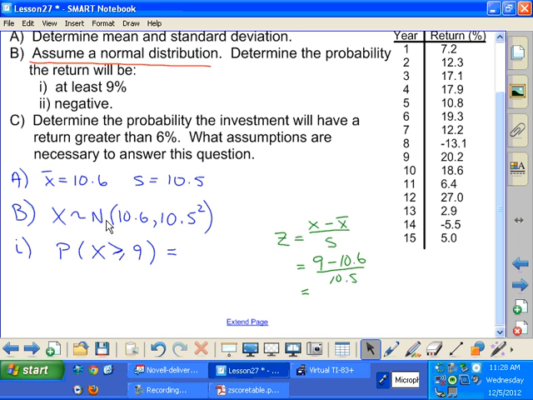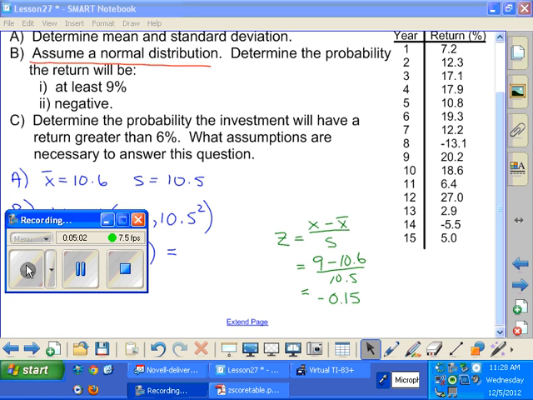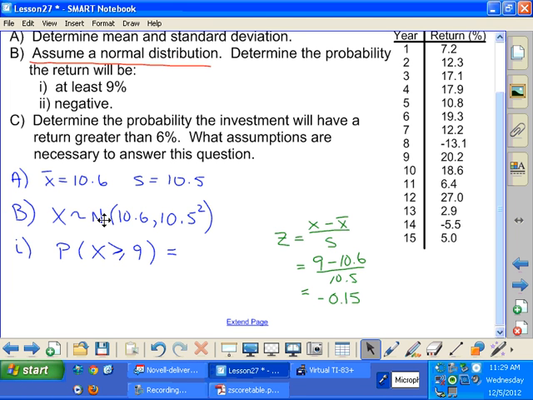All right, so I went ahead and I calculated this, and I got negative 0.15. And again, for the z-score chart that I'm using, 2 decimal places is plenty. So at least 9%. When you're looking at the term at least, and I want to talk about that for a second, at least 9%, that means that we are looking at the right side of the curve.